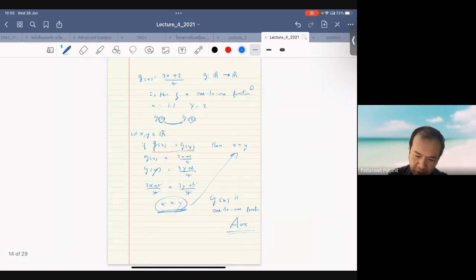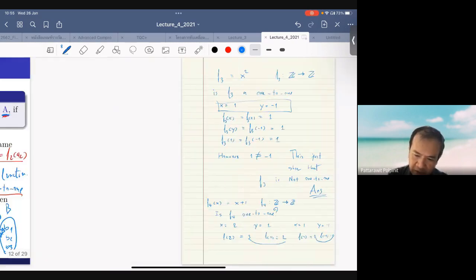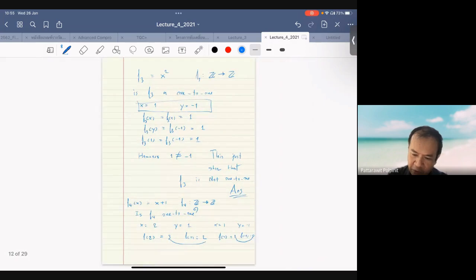Let me just find another one that is not one-to-one, where we give x squared.